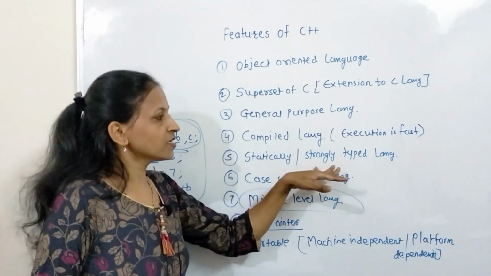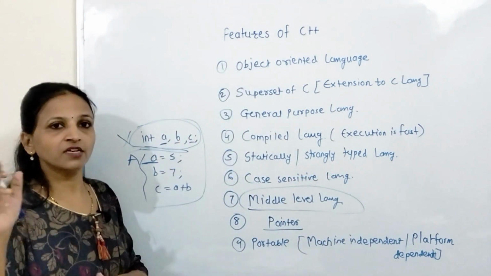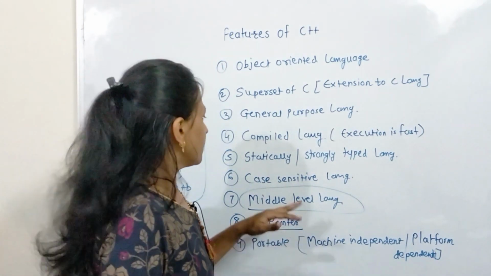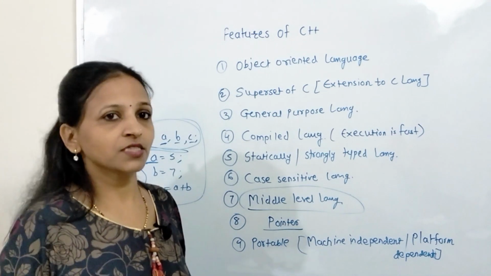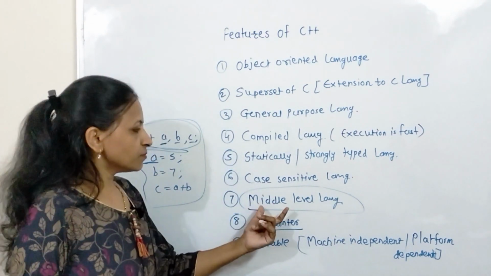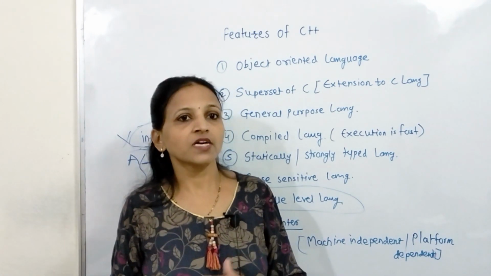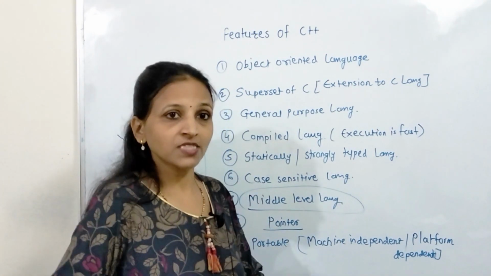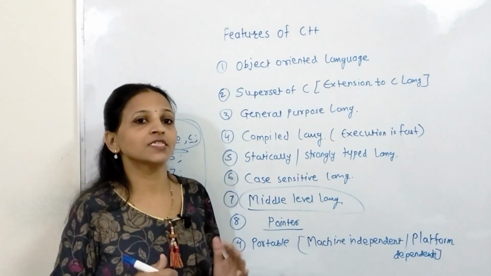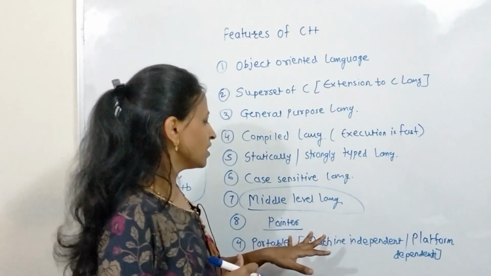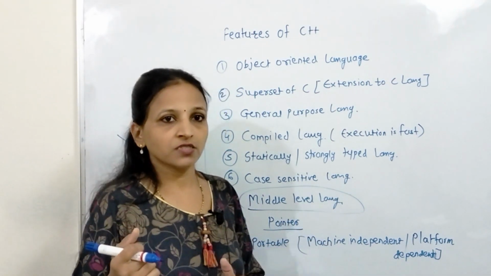Then it is a statically or strongly typed language. Whatever you use inside a program should be declared first, then only you can use it. The next one is case sensitive, of course; capital and small case have a distinction. And then a middle level language because we can develop low level applications as well as high level applications using this. It has the features of both high level and low level languages. That's why we can say that C++ is a middle level language, and the pointer concept is there, that's why we can fetch memory locations.